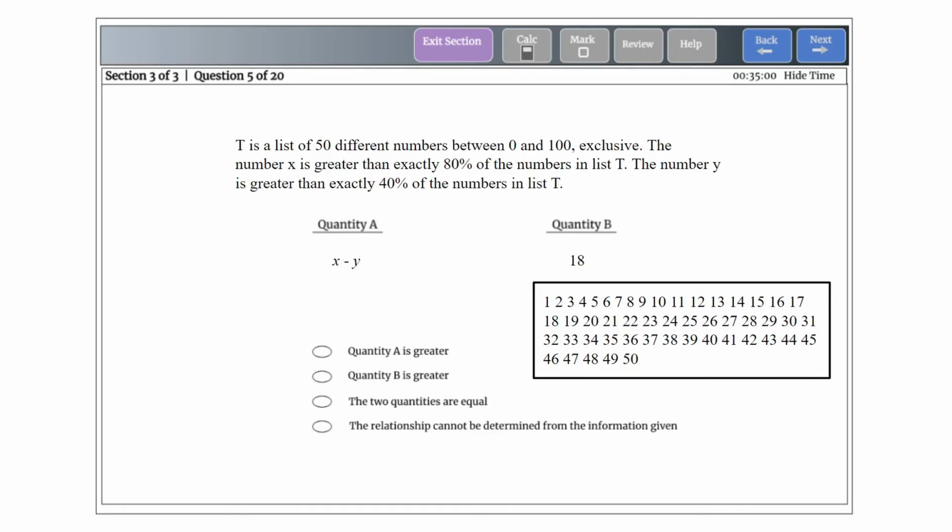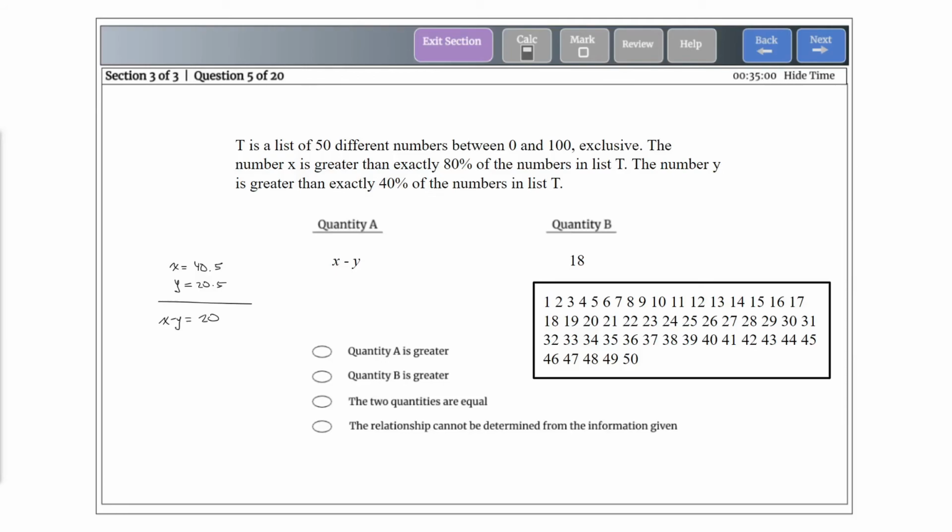And so if you do that, what ends up happening? Well, X needs to be just above the 80th percentile, which in this case would be 40, and Y needs to be just above the 40th percentile, which would be 20. So in this case, we'd have something like X would have to be around 40, maybe let's say 40.5, and Y would end up being around 20.5. And so the difference between those would leave us with X minus Y equaling about 20.